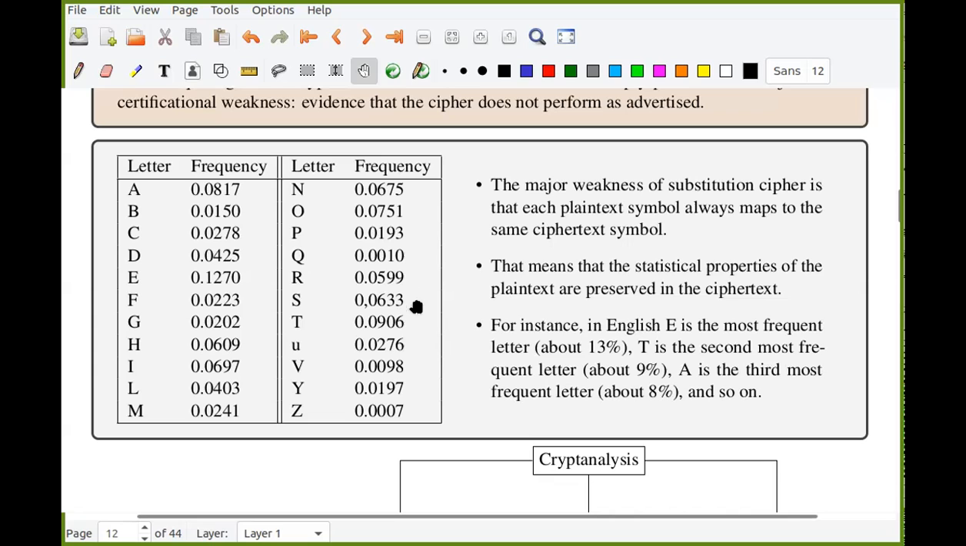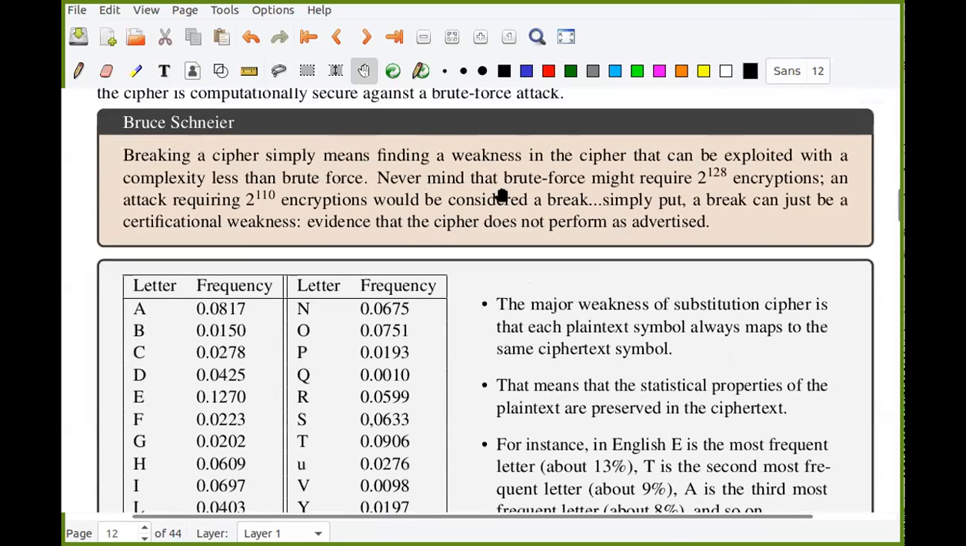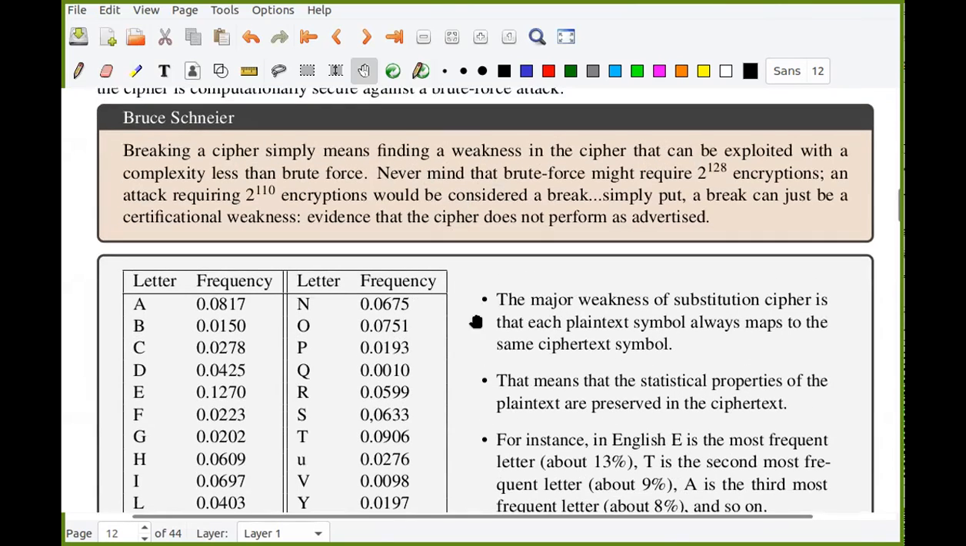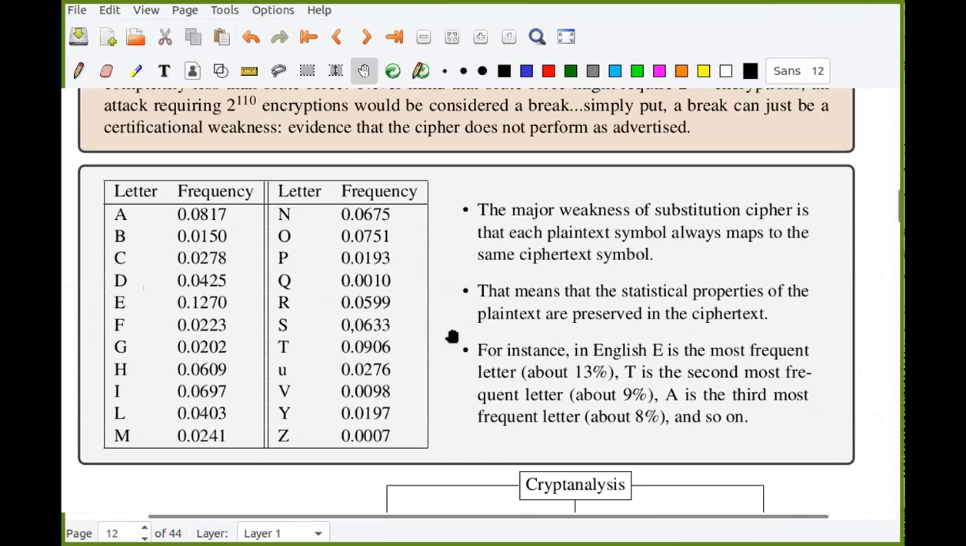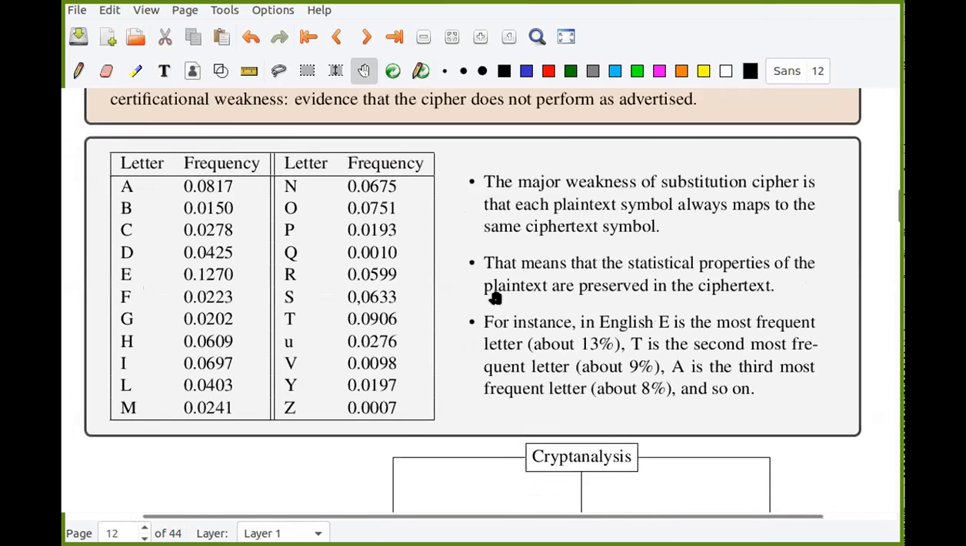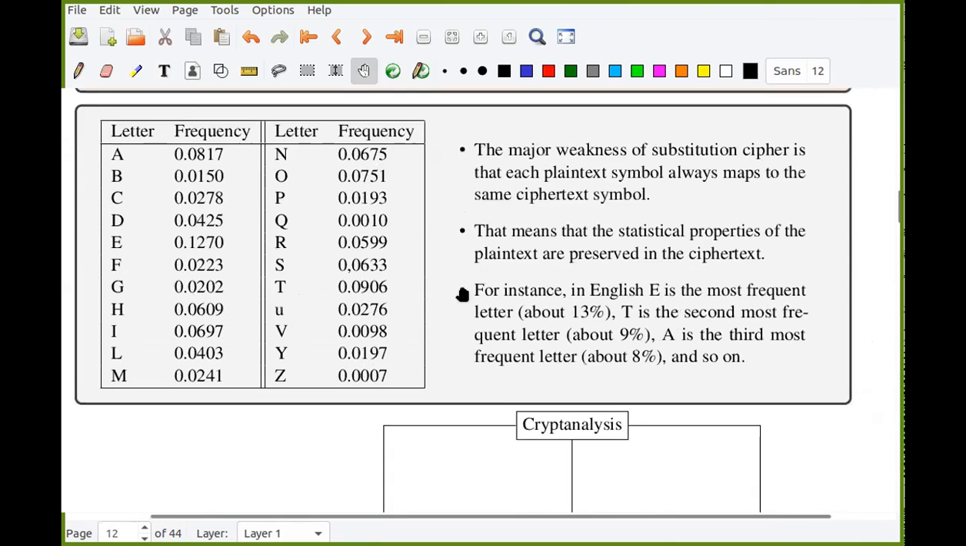So till now, the key space is very large, 26 factorial, so the brute force method is very tough. But bad luck is that there is frequency analysis. English letters have some sort of frequency, so because of that it can be attacked easily.